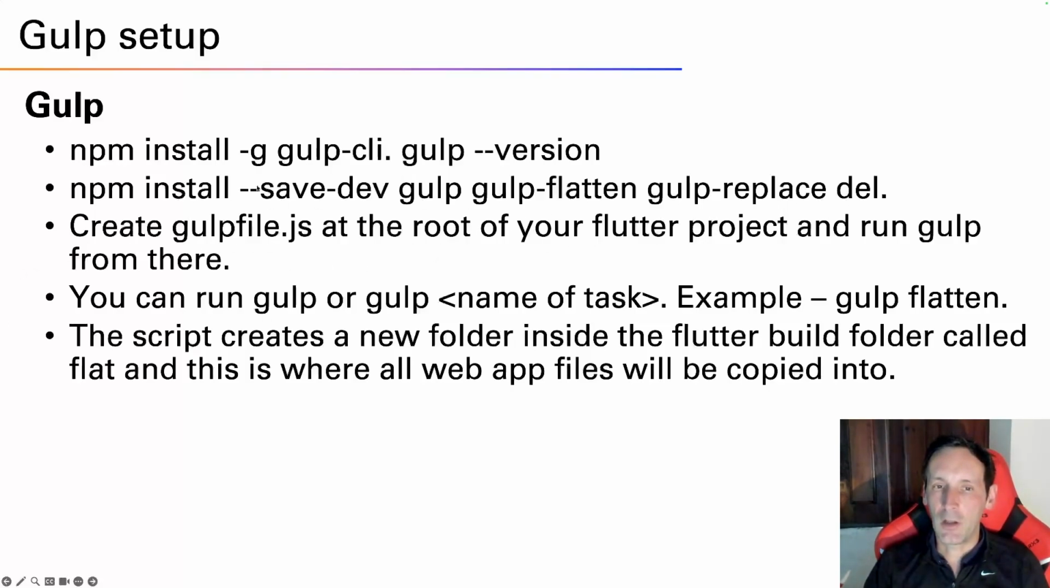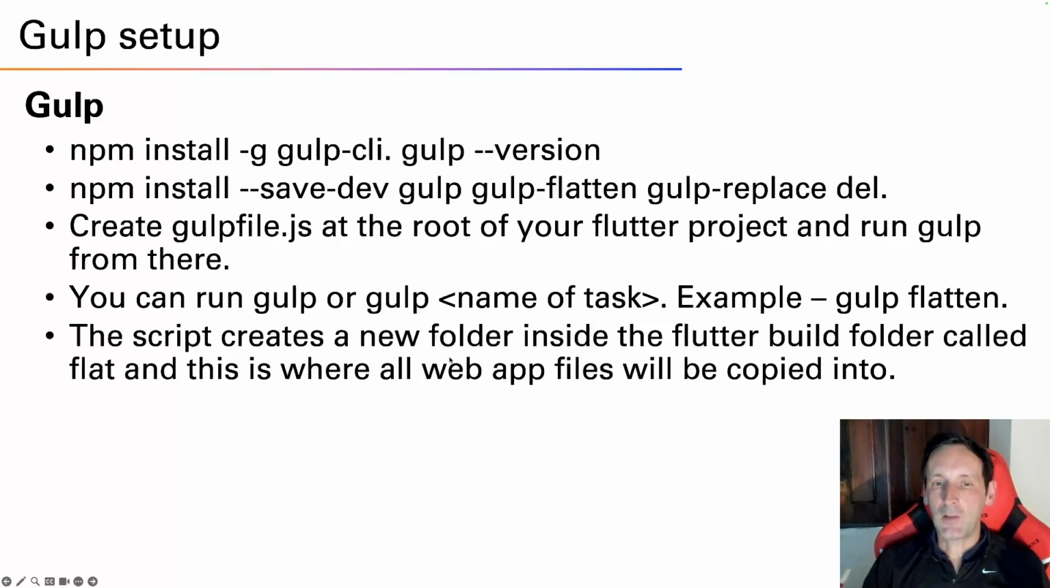Then you create the gulpfile.js at the root of your project, in my case at the root of the Flutter project, but it could be the root of your web app project; it doesn't have to be Flutter. Then run gulp from there. You can run gulp on its own, and it will run all the tasks encoded in the file, or you can run gulp and then the name of the task, for example, gulp flatten. I'll show you in a minute what that means.